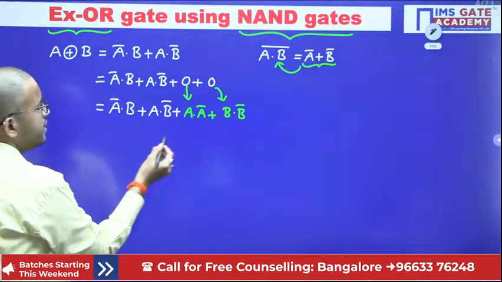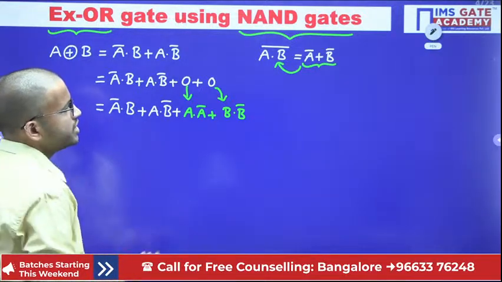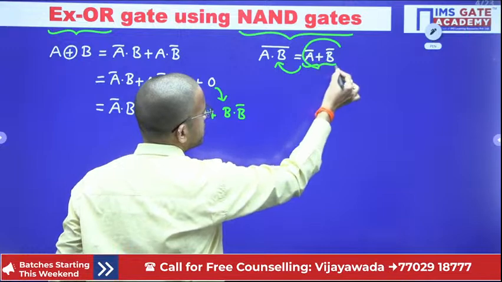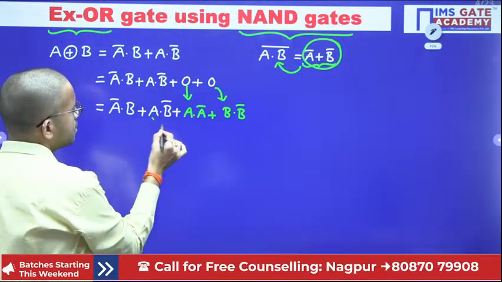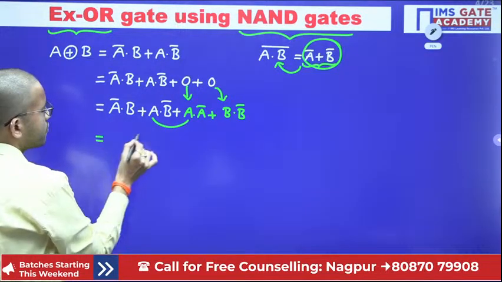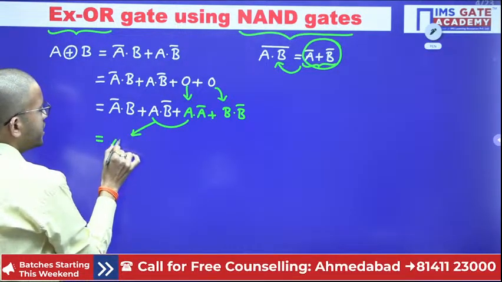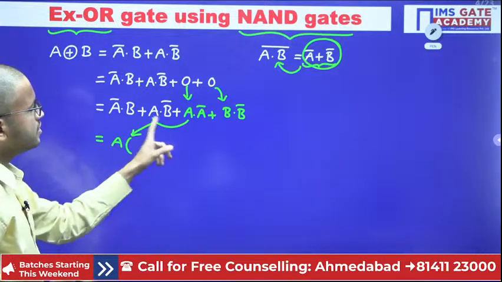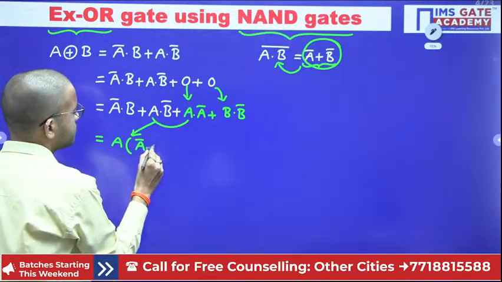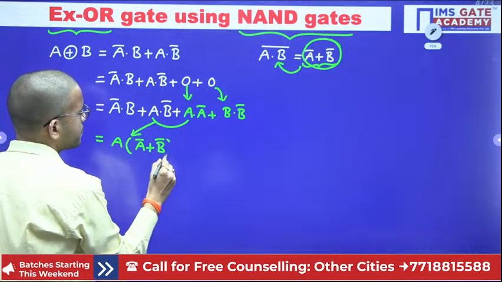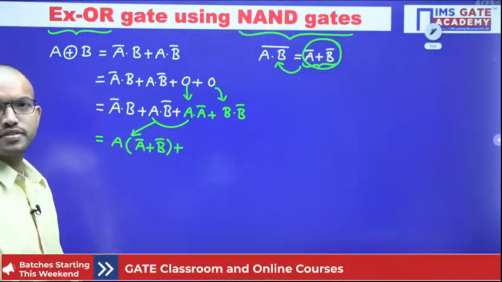Now here we have to observe the terms in such a way that somehow or other we have to get A bar plus B bar, A bar plus B bar. That is our intention. So from the middle two terms, you can take A as common. If you take A as common, then you will get A bar plus B bar, right?